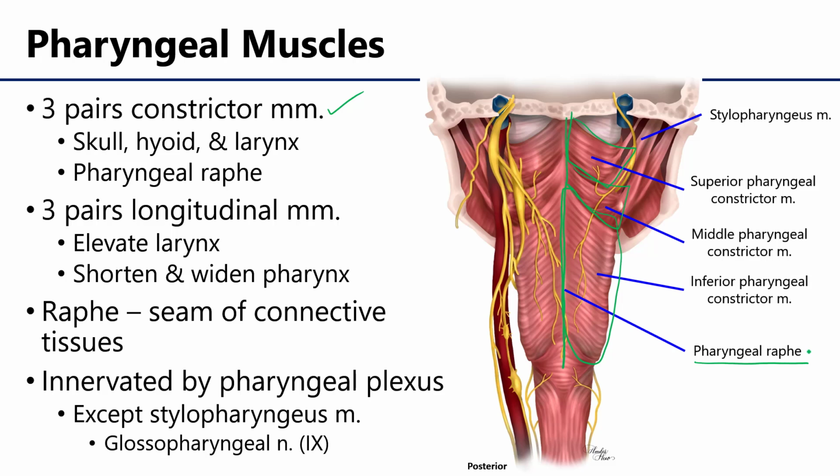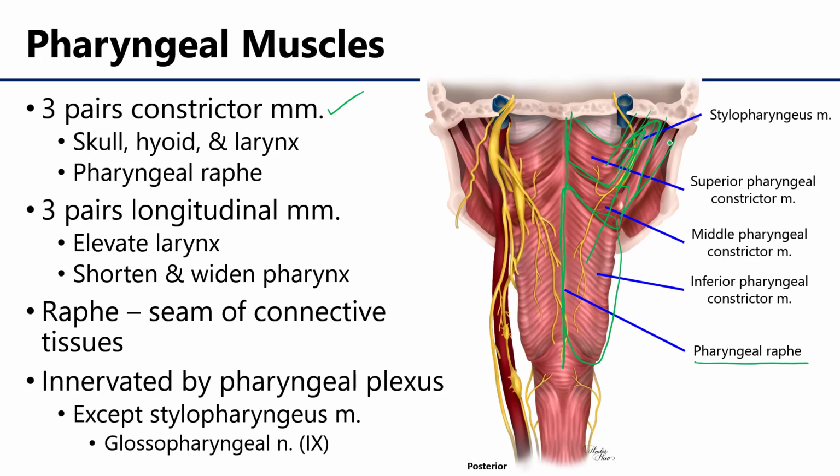There are also three pairs of longitudinal muscles, which we can also see, and these longitudinal muscles are going to insert on different elements of the skull and soft palate and wall of the nasopharynx down to the larynx and walls of the pharynx, such that when they contract, they're going to elevate the larynx. This has the effect of shortening and widening the pharynx to accommodate the passage of food materials.